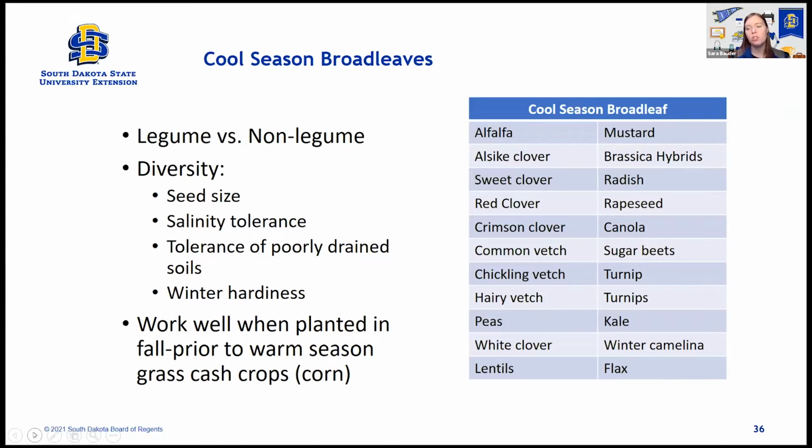And sometimes people will question brassicas. I saw some turnips or radishes come up in the spring. They must have overwintered. Not necessarily. Sometimes that seed is hard and it just sat there and it was under a snowbank, or they bolted at the right time, and so they were able to come up in the spring. So, some of these are meant to winter kill naturally, but occasionally we do have issues and we'll have a few escapes come up in the spring. So we want to keep in mind that these work well when they're planted in the fall prior to your warm season cash crop. So if there's room in there, you can get some of these cool season broadleaves in prior to corn.